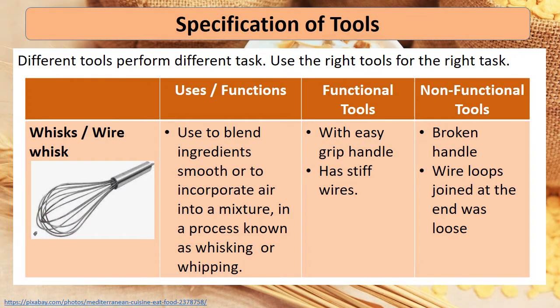The wire whisk. It is used to blend ingredients smooth or to incorporate air into a mixture in a process known as whisking or whipping. It is functional if it has an easy grip handle and has stiff wires, and non-functional if it has a broken handle and the wire loops joined at the end are loose.